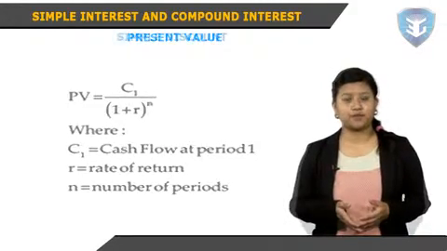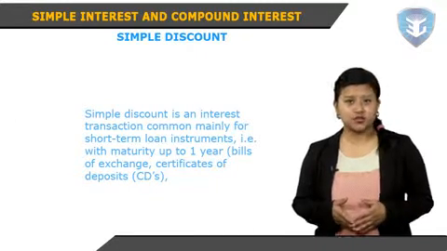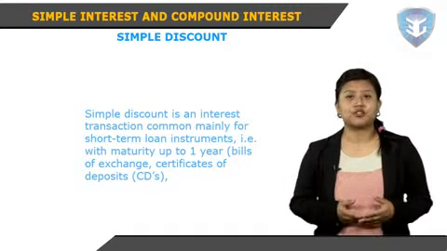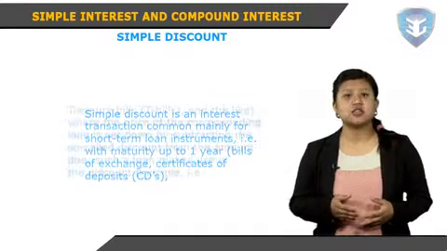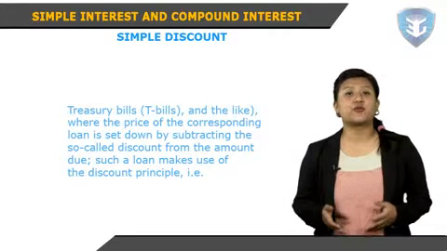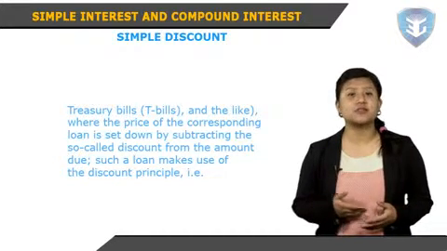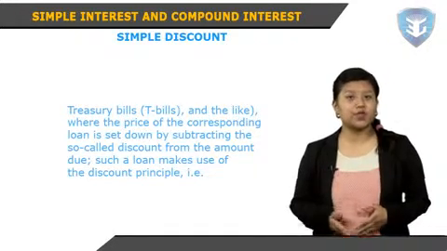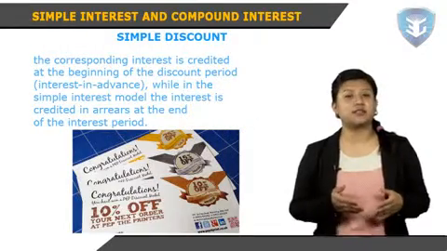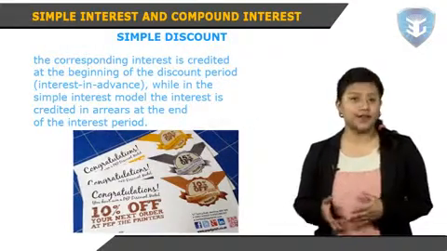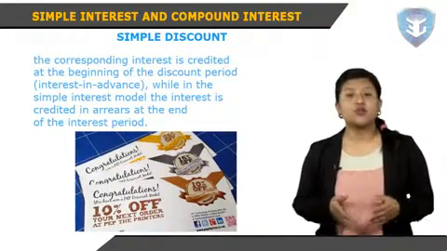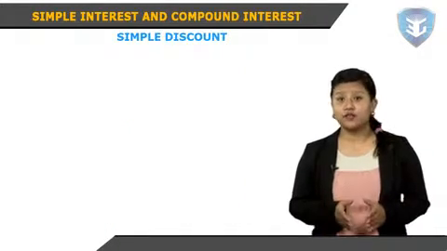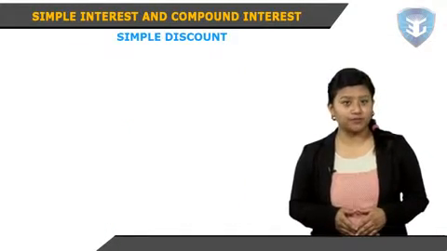Simple discount is an interest transaction common mainly for short-term loan instruments, that is, with maturity up to 1 year: bills of exchange, certificates of deposit, CDs, treasury bills, T-bills and the like, where the price of the corresponding loan is set by subtracting the so-called discount from the amount due. Such a loan makes use of the discount principle, that is, the corresponding interest is credited at the beginning of the discount period, interest in advance, while in the simple interest model, the interest is credited in arrears at the end of the interest period. Carefully look at the denotation as shown on the screen here.